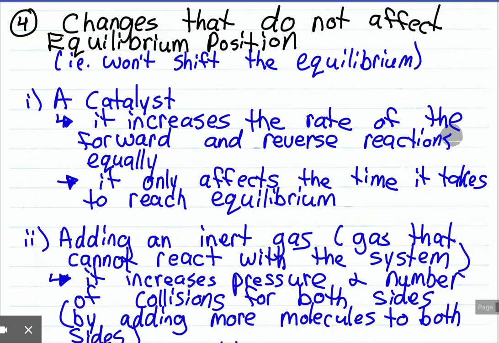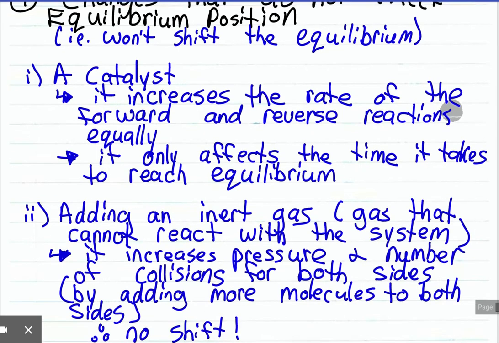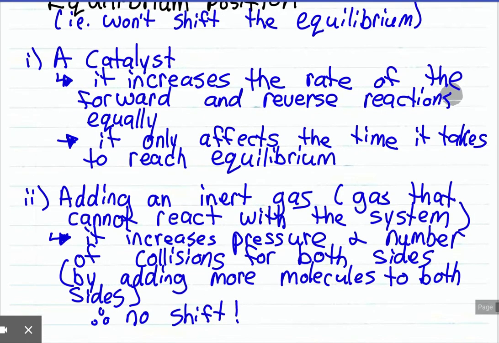And then adding an inert gas. These are gases that don't react. So our inert gas is a gas that cannot react with the system. What it does is increase the pressure and the number of collisions for both sides, because it's adding more molecules to both sides of the equilibrium. Because it impacts both sides of the equilibrium, we don't see a shift.